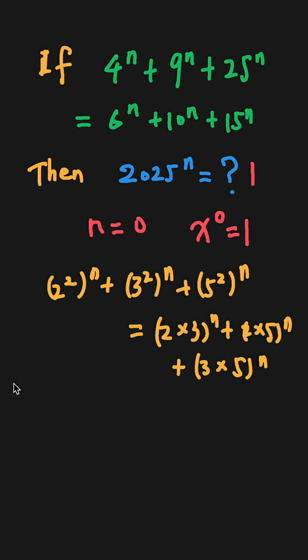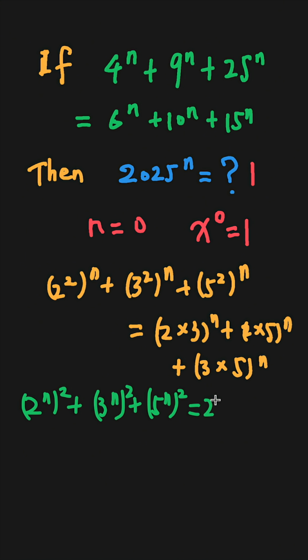And then the left side can be basically written as 2 raised to the power of n squared plus 3 raised to the power of n squared plus 5 raised to the power of n squared. And then the right side is going to be 2 raised to the power of n times 3 to n, plus 2 to n times 5 to n, plus 3 to n times 5 to n.